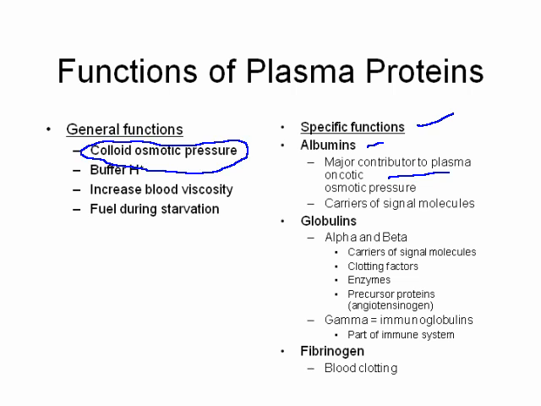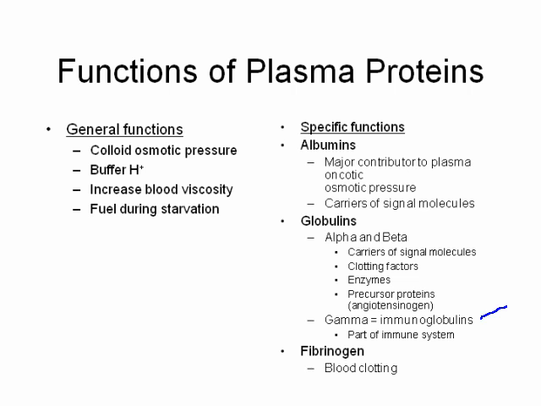Specific functions for the albumins: they are a major contributor of the plasma oncotic pressure that we talked about, the colloid osmotic pressure, which is the same thing as oncotic pressure. And they act as carriers of signal molecules, especially lipophobic molecules such as hormones. There are the globulins, which consist of two major groups, the alpha and beta, as well as the gamma globulins. Alpha and beta globulins also act as carriers of signal molecules. They contribute to blood clotting. We'll talk about that in a few more slides. Some of them act as enzymes, and some of them are precursor proteins, such as angiotensinogen, which we'll be talking about in considerable detail when we get into the renal system, which is involved in blood pressure control.